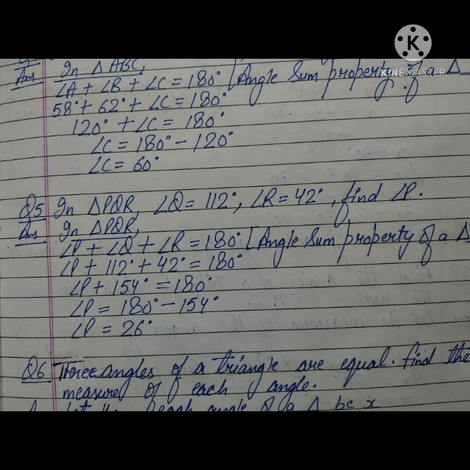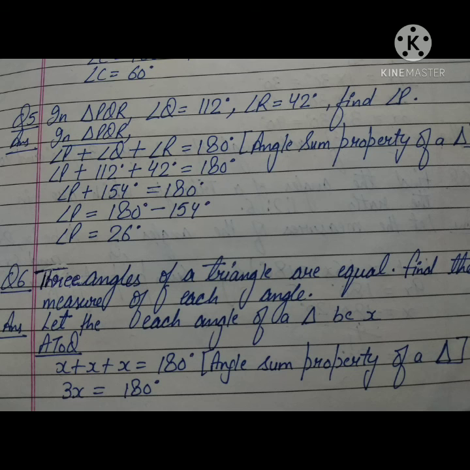Clear? Now come to the next question. In question number 6, three angles of a triangle are equal. Three angles of a triangle are given to you that they are equal to each other, and you have to find the measure of each angle. Let each angle of a triangle be x. So according to the question, x plus x plus x is equivalent to 180 degrees. That is the angle sum property of a triangle.